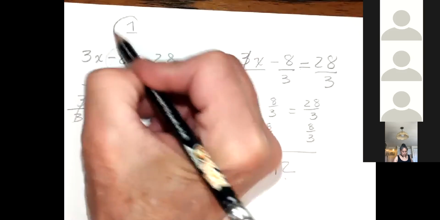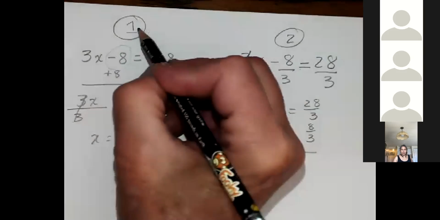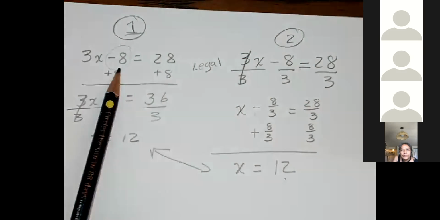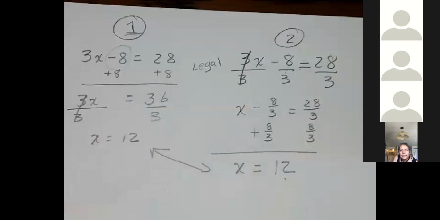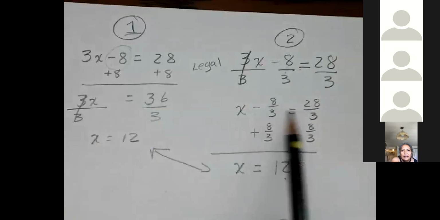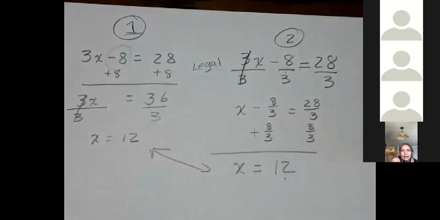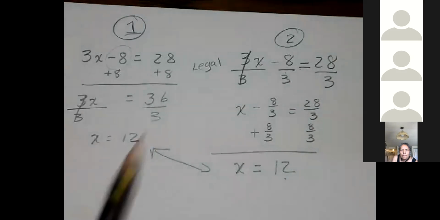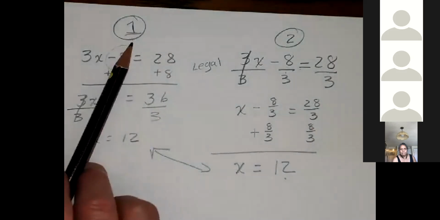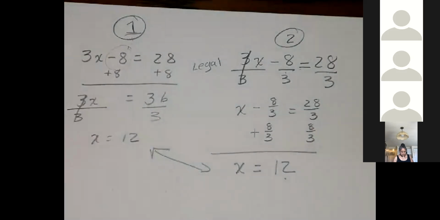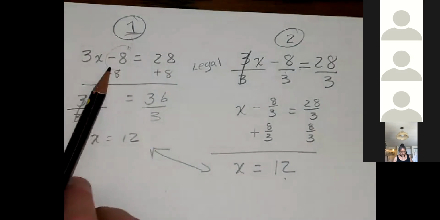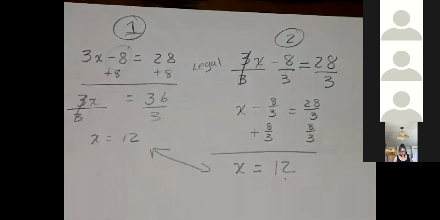Which was easier, method number 1 or method number 2? Well, basically, this would have ended up with a whole bunch of weird fraction stuff that I had to deal with. So I think this method is easier. And so anyway, that's why I teach people, do the addition or the subtraction first.